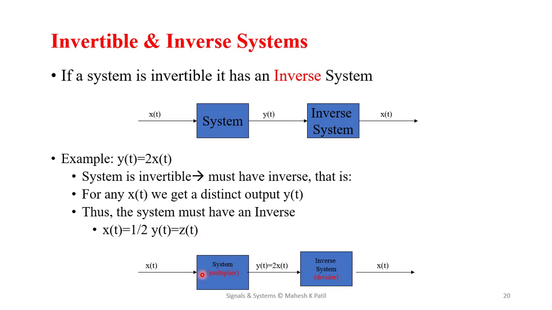So you can observe here, x of t is the input signal we apply to the system, so let that system be the multiplying system. So we'll get y of t as 2 of x(t). Now we'll apply this y of t to the inverse system. So it is the divider system, so it divides by the number 2, or you can say multiplies by 1 by 2. So 2x(t) into 1 by 2, we definitely will get the output as x of t, which means the system is invertible and it also has the inverse system.